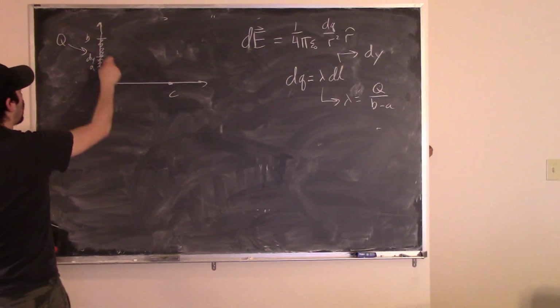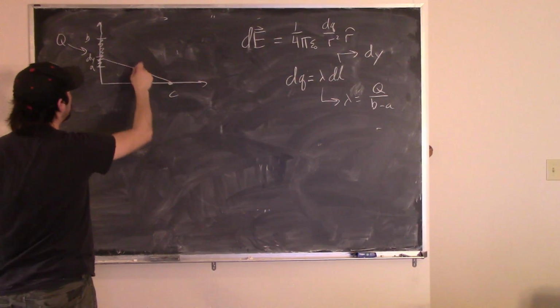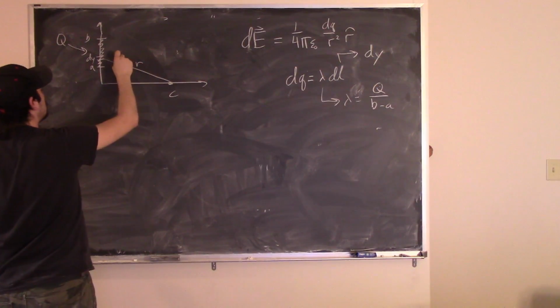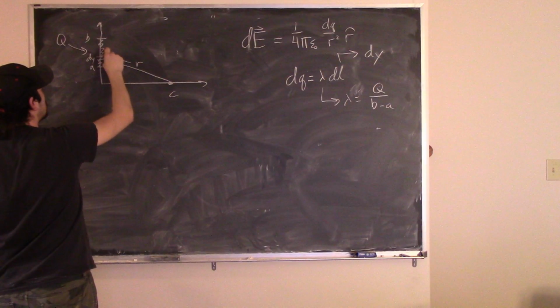Now, to find r, what we want to do is first draw in what r is. It's the distance from each one of these dq's to this point c. So we know that this side is going to be some side c. This other side is going to have arbitrary values that are going to change for each dq, and the way we'll denote this is to say that this is going to be some y. So r is going to be equal to the square root of c squared plus y squared.